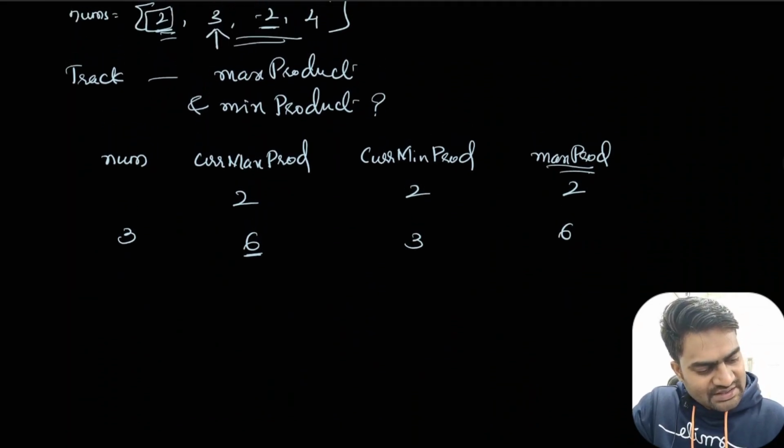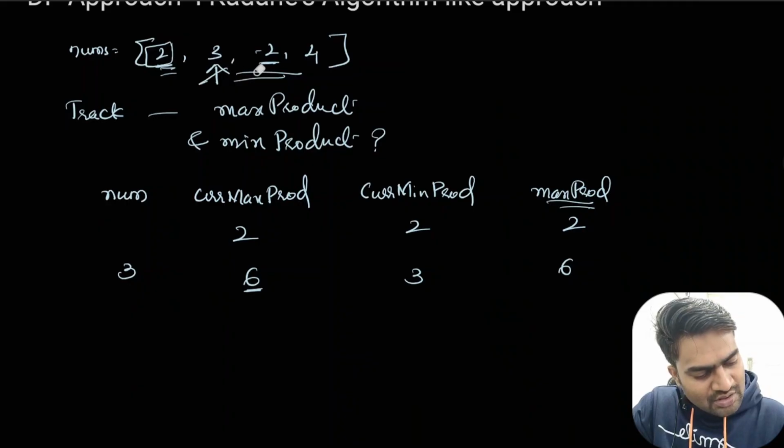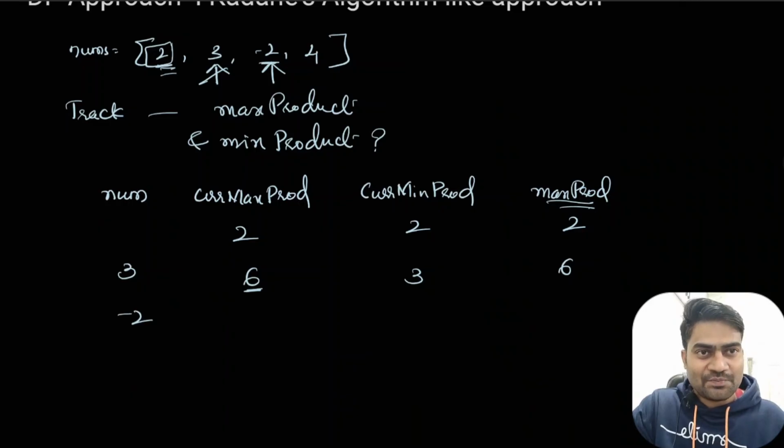Okay, with this, now I will move to my next number, which is minus 2. Now whenever you see any negative number, we need to swap the current max product and the current minimum product. Why? We already discussed, right? Whenever a negative number occurs, it might change our scenario. Whatever was the previous minimum product may come out as a maximum product. That's why we need to swap.